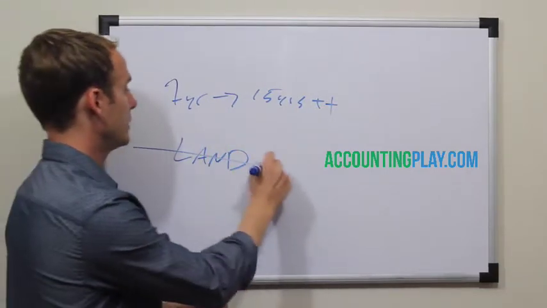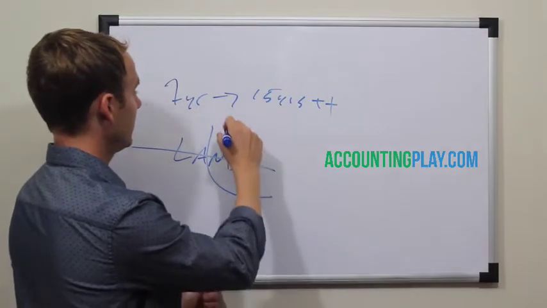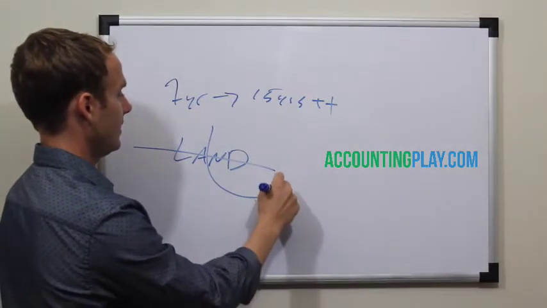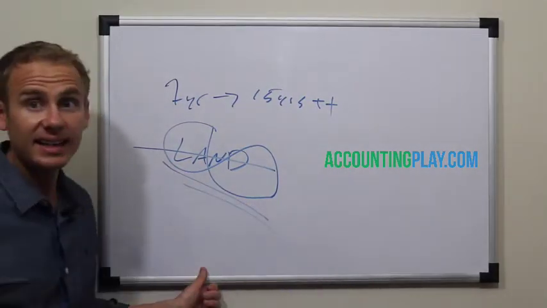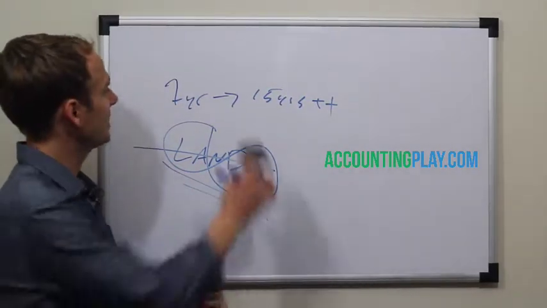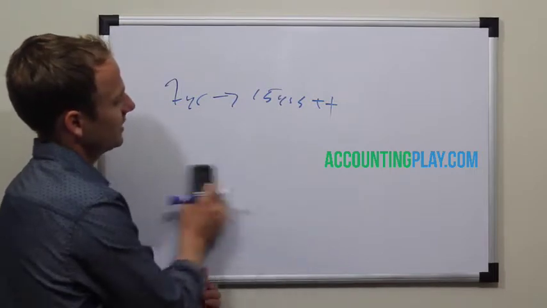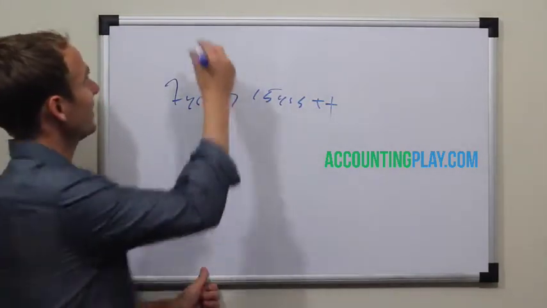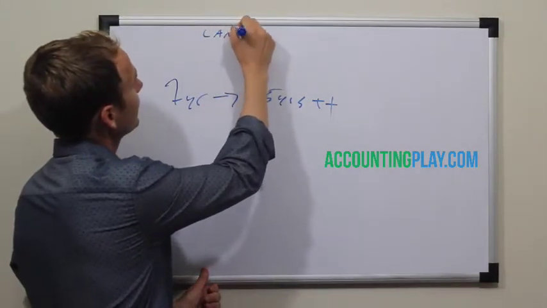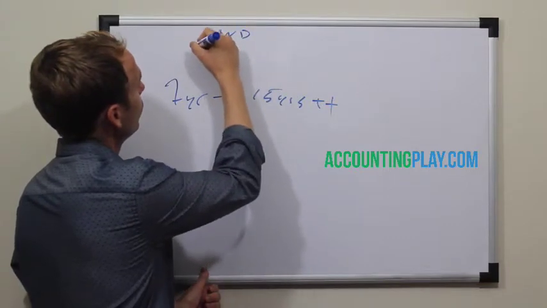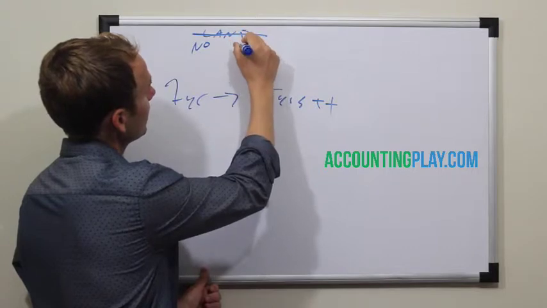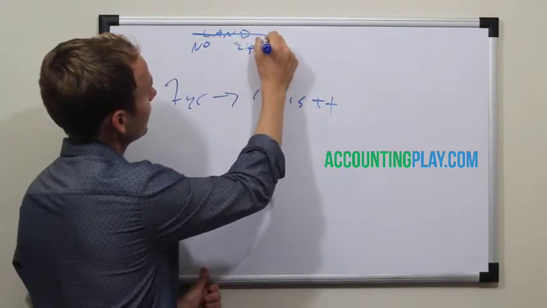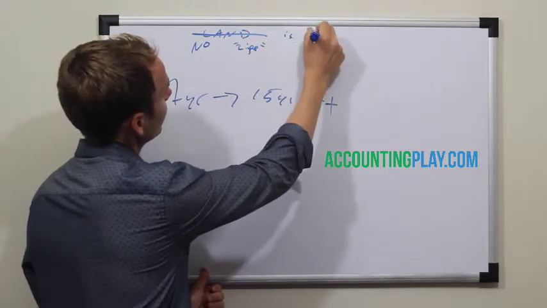Now land has no life. Infinity. Land does not get depreciated. It does not get amortized. So land is forever in accounting. So land, no life. Land is forever.